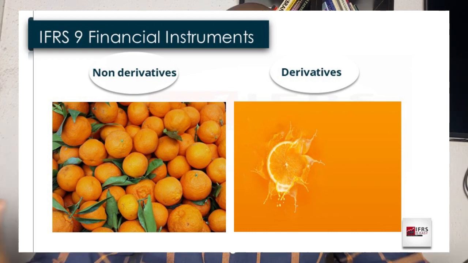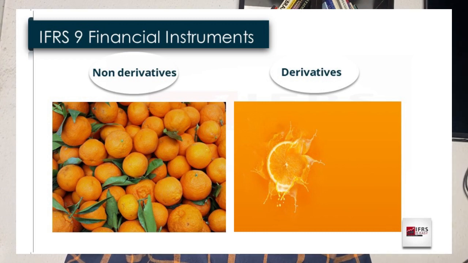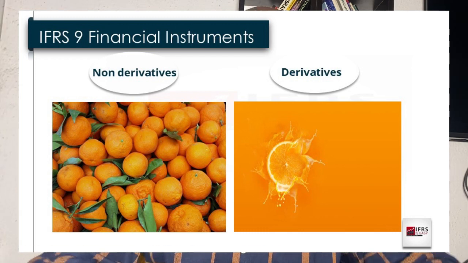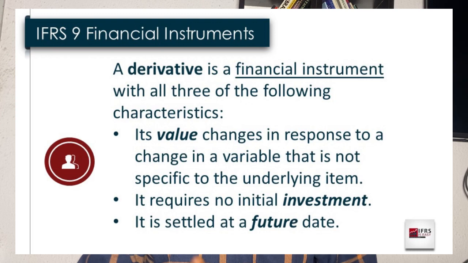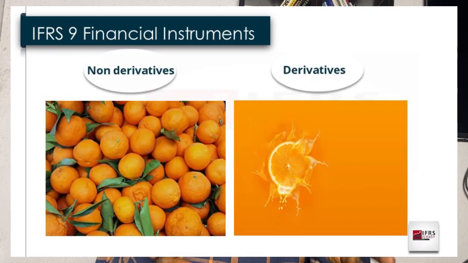Non-derivatives are normal transactions where we have a financial asset, a financial liability, and equity. But derivatives are as a result of those normal transactions. And let me quickly give a brief of what derivatives are. And in subsequent classes, we will dive deep into it. Now, we say a derivative is a financial instrument with all three of the following characteristics. Number one, its value changes in response to a change in a variable that is not specific to the underlying item. That is, the oranges that we have gave rise to the juice that we have.